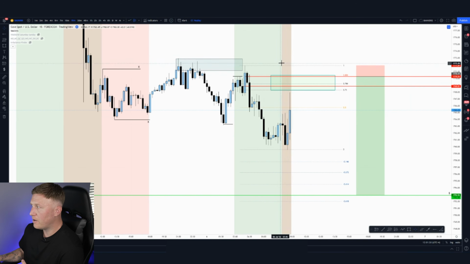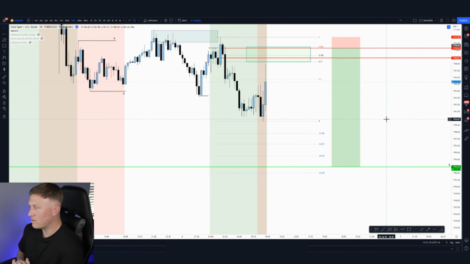with this maroon background here, that is representing New York London overlap. That's where the most volume is going to be in the market. So we're looking for strong moves. We're looking for this to continue down. I'm not looking for price to consolidate. I'm not looking for price to dance around. I'm looking for this thing to just go.